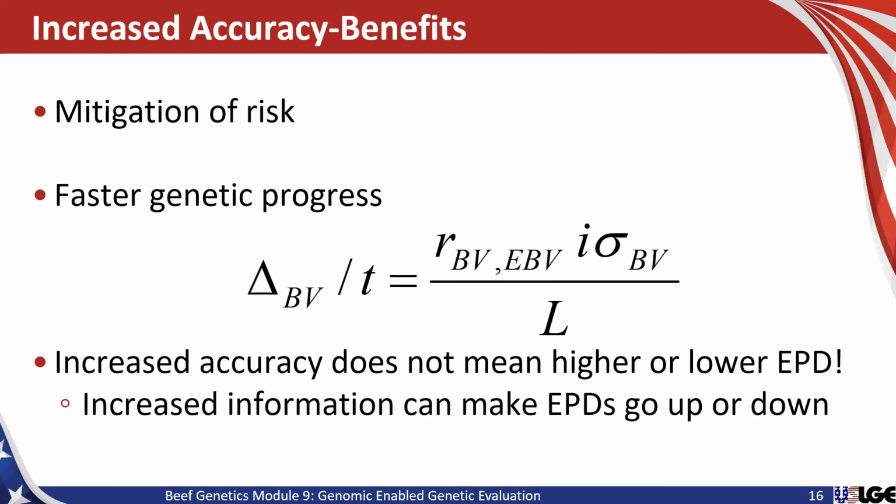Historically, generation interval and accuracy have been antagonistically related, such that increasing accuracy took time, which meant that by the time individuals had highly accurate EPD, they were also older. Through genomics, we can now increase accuracy on young animals, meaning we can begin to break this antagonism and make even faster rates of genetic change. I would point out that increased accuracy does not mean that EPDs necessarily always go up or always go down. Genotyping increases accuracy, meaning that an individual is equally as likely to have an EPD move up or to move down.